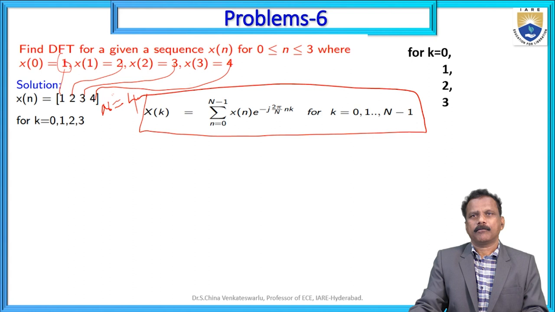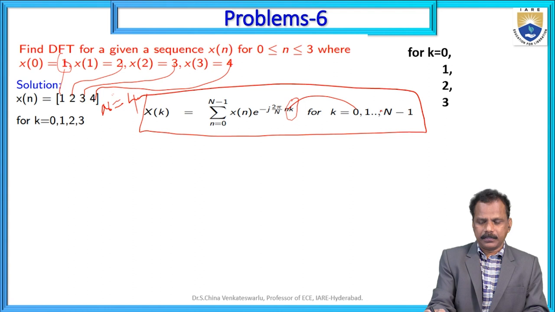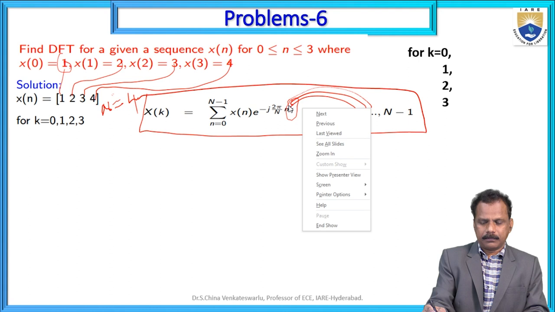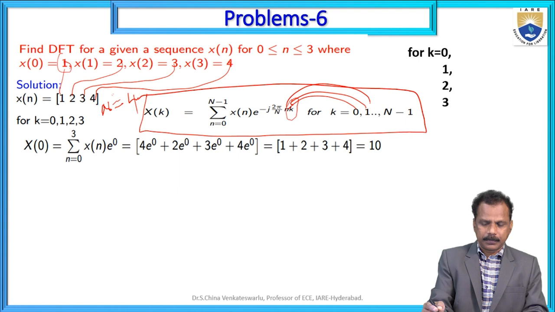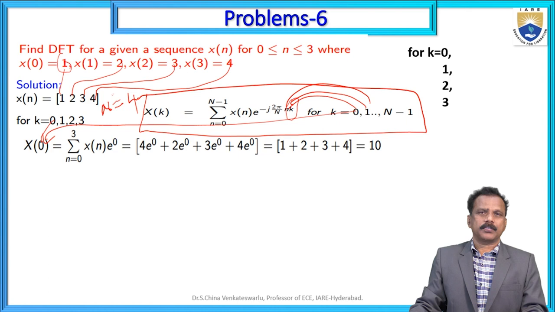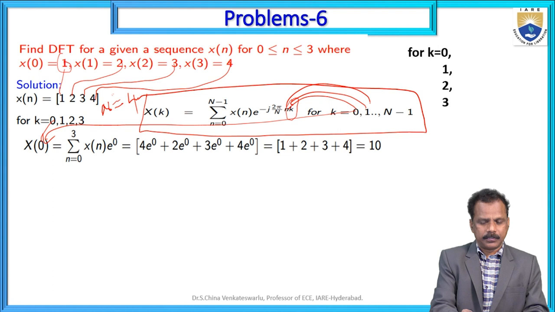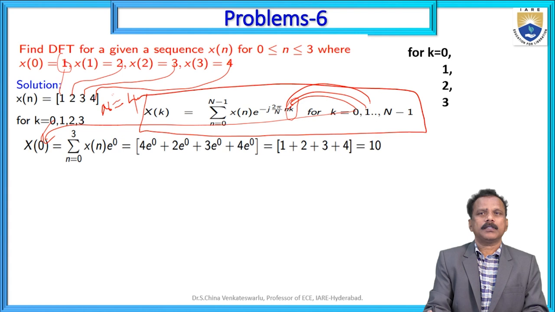For k equal to 0, this k value we are ready to substitute, what happens? K equal to 1, what happens? K equal to 2, k equal to 3 and so on. Finally, substituting k equal to 0, same procedure, summation n equal to 0 to 3, x of n e power 0: 1 into e power 0, 2 into e power 0, 3 into e power 0 plus 4 into e power 0. Okay. So according to this, after simplifying with the twiddle factor values, x of 0 equal to 10.